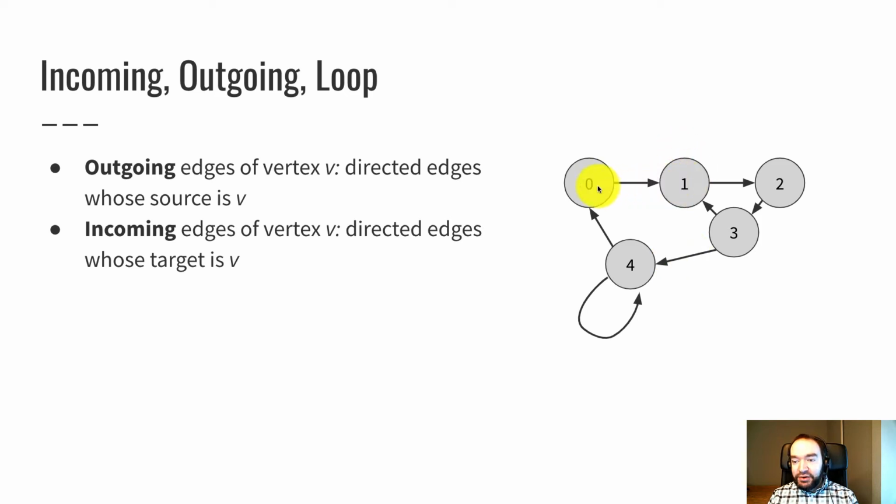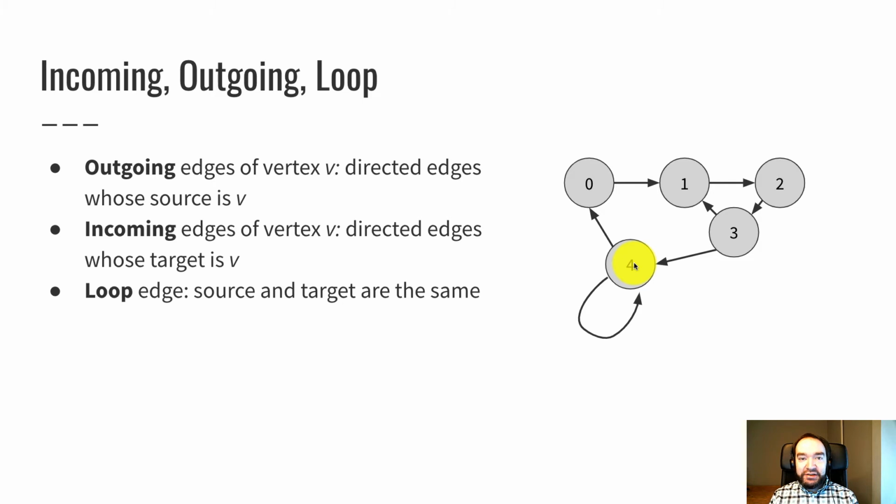There's the edge from 0 to 1, that's an incoming edge to 1, and the edge from 3 to 1, that's the second incoming edge to 1. A loop edge is something that's allowed. It is an edge whose source and target happen to be the same vertex. So here I added a loop edge. It starts at 4 and ends at 4, and that's allowed.